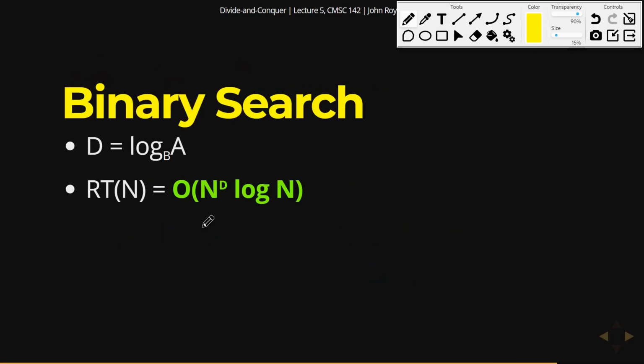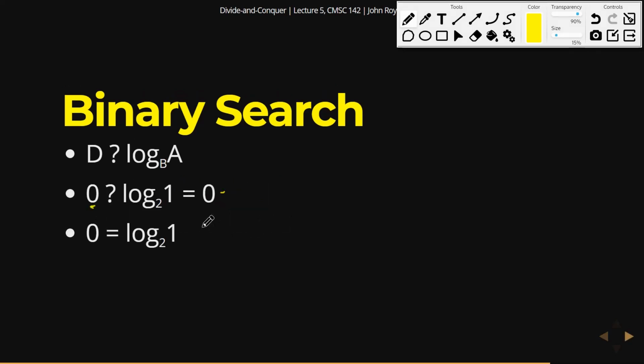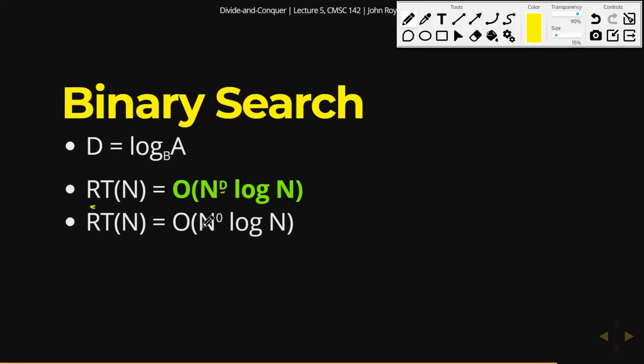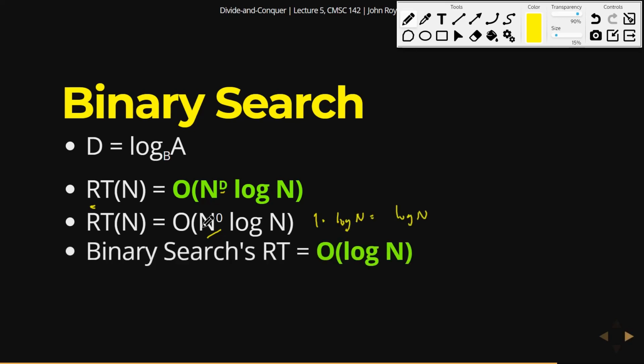And if you follow the second equation, d here will be equal to 0, right? Because remember, d is 0 here. So n raised to 0 will just be equal to 1. So this will be 1 times log of n, which is just log of n, right? So that's why the running time of binary search is only log of n. Okay, so that's binary search.